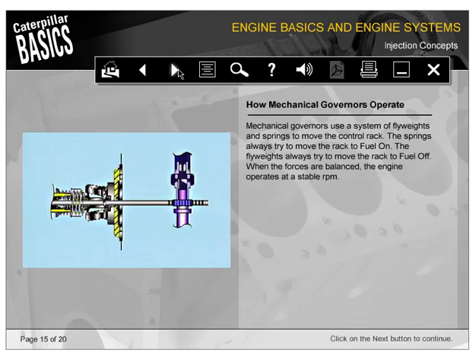Mechanical governors use a system of flyweights and springs to move the control rack. The springs always try to move the rack to fuel on. The flyweights always try to move the rack to fuel off. When the forces are balanced, the engine operates at a stable RPM.